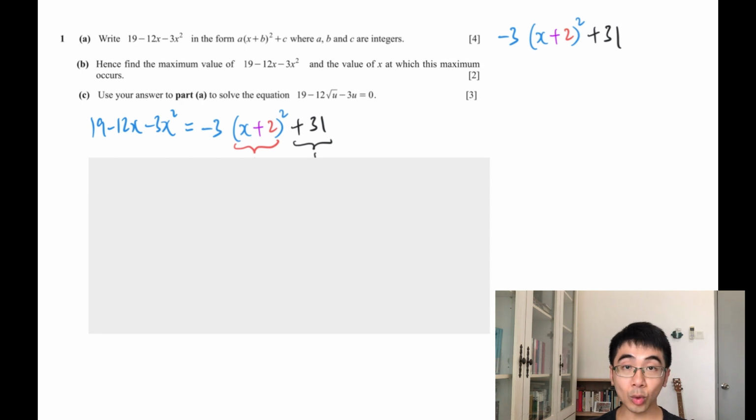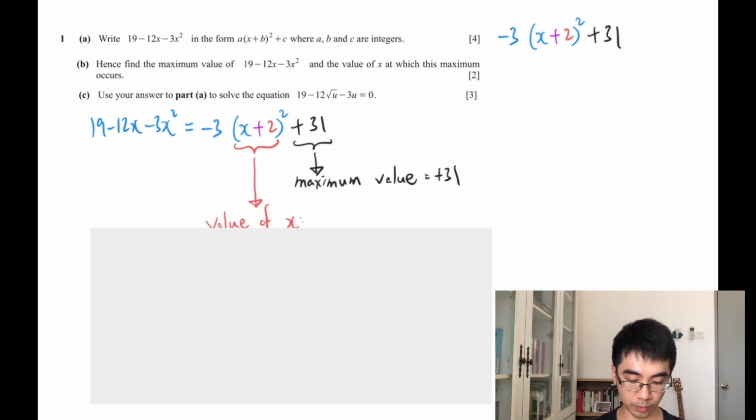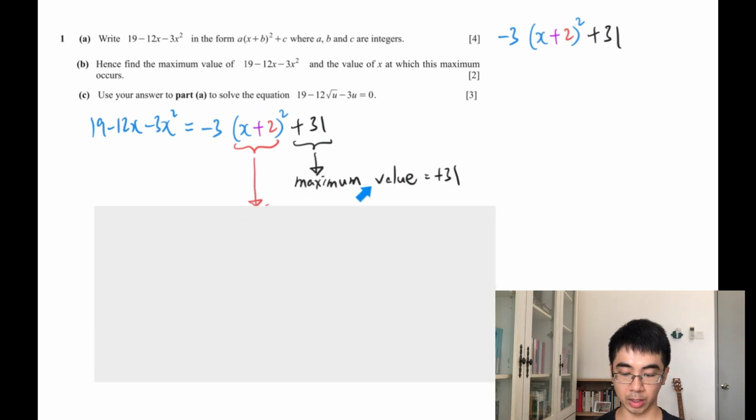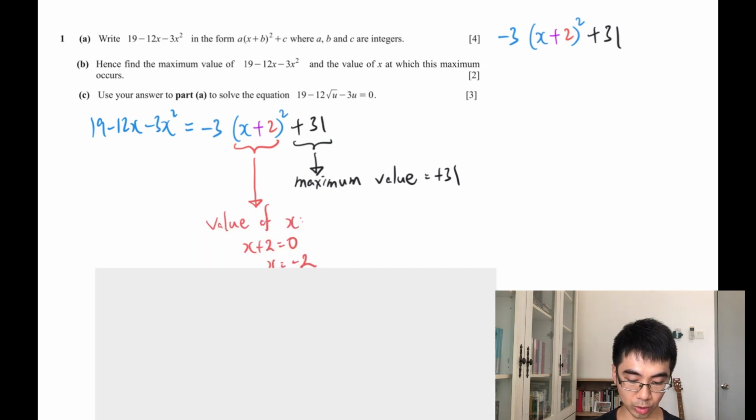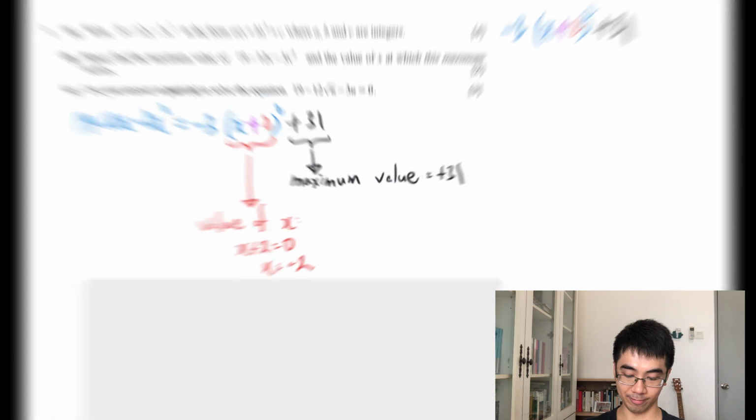And then when will be the maximum? It is just when the bracket is equal to 0. So how do we do it? For maximum value, it should be +31. And for the value of x, we just let this bracket to be 0. So x must be -2. So we have finished part B.